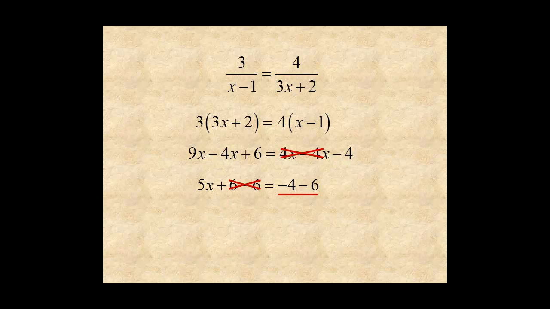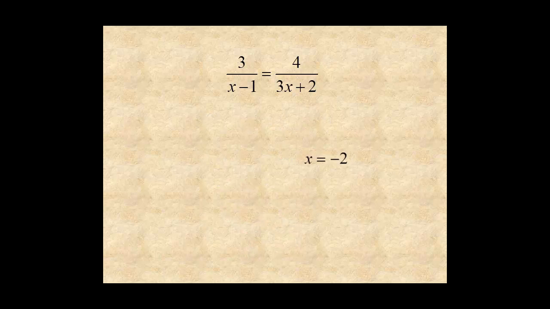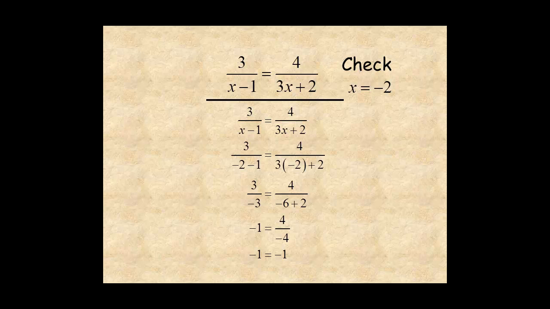And negative 4 minus 6 is negative 10. Finally, divide both sides by 5. And negative 10 divided by 5 is the solution, x equals negative 2. Be sure to check the solution.